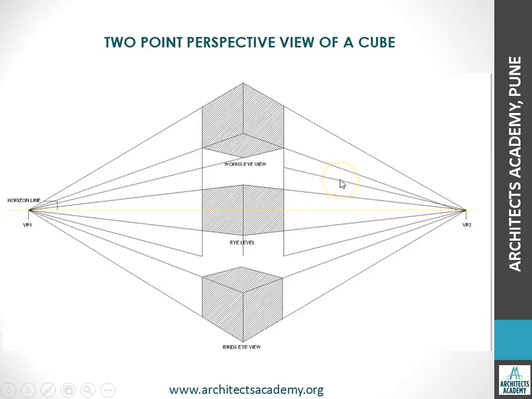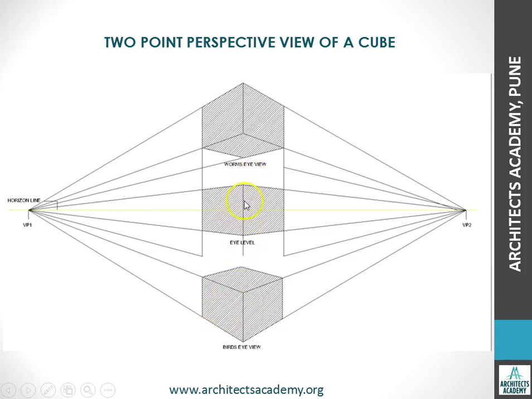Now let us see the effect of eye level with respect to how the objects are seen. Here you will see the same cube, a similar cube but drawn at different eye levels. When the eye level of the observer is below the vanishing point, a bird's eye view will be seen. That means somebody from above is observing this object, and therefore the top of the object and the side of the object will be seen.